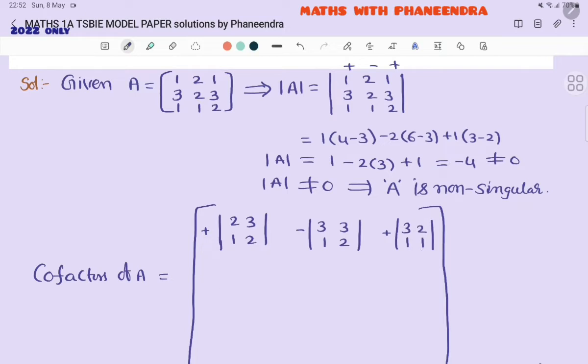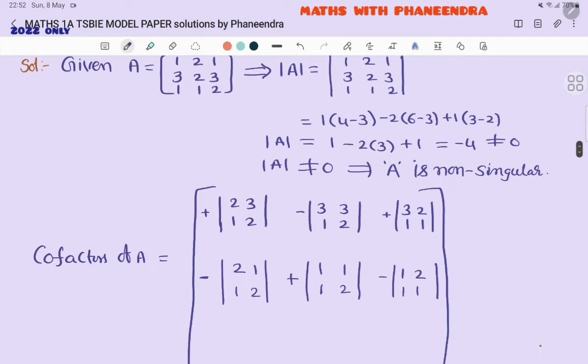So the cofactor of 3 is minus determinant of 2, 1, 1, 2. Here plus 1, 1, 1, 2. Here minus. For the cofactor of 3, 1, 2, 2, 1, 2, 1, 1.